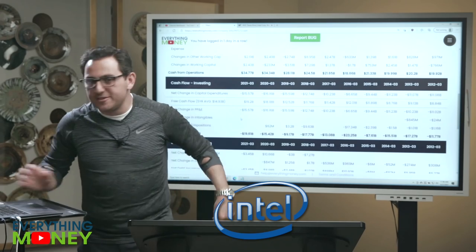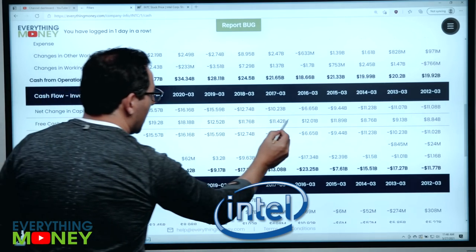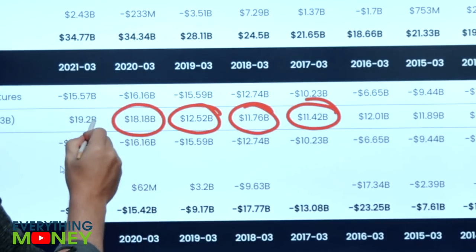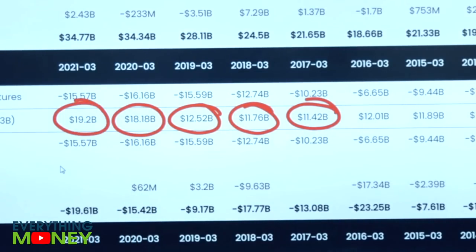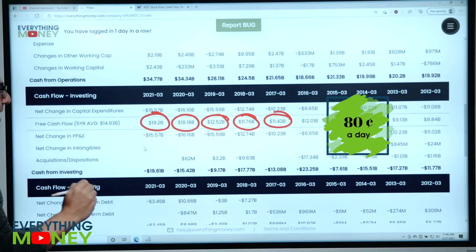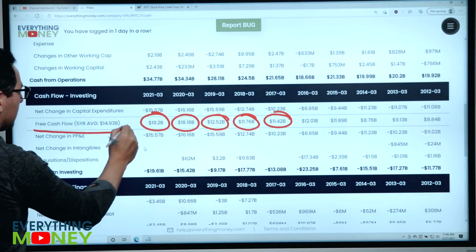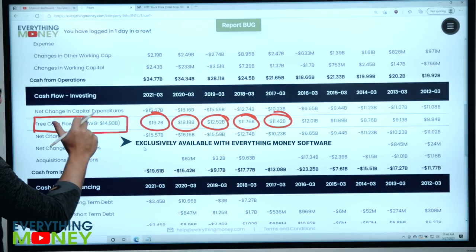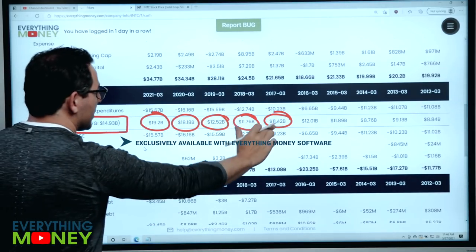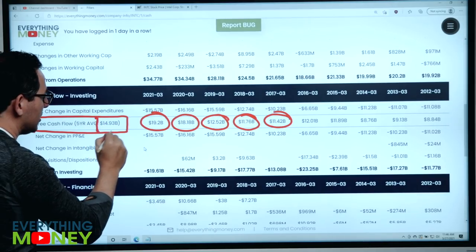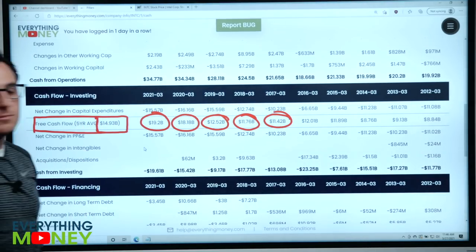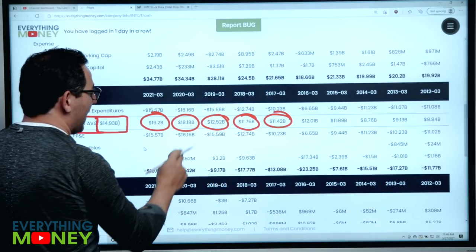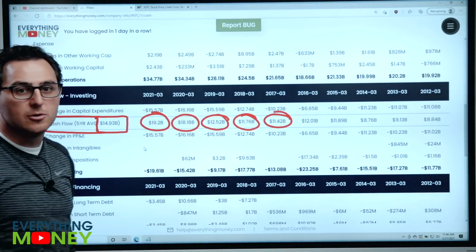It's right here. This is the last 5 years of free cash flow. 11.4, 11.76, 12.52, 18.2, 19.2. Now, here's the benefit of our software. Nice for price, 80 cents a day, all you get is that you get this line added. No other free cash flow statement has this line. I add it here so you can get the number very quickly, and then it tells you the average. $15 billion a year, okay? And it's increasing. 11.4, 11.8, 12.5, 18.2, 19.2.